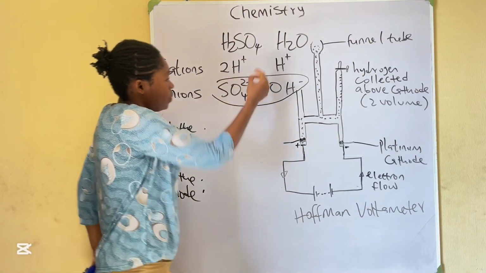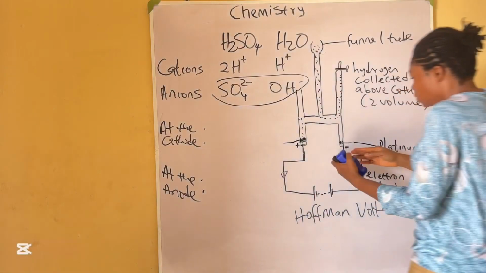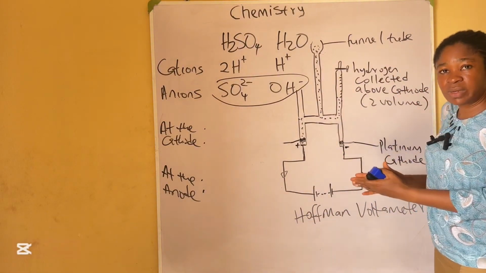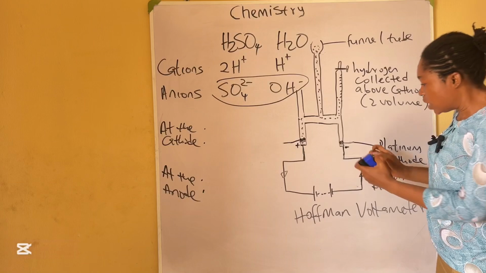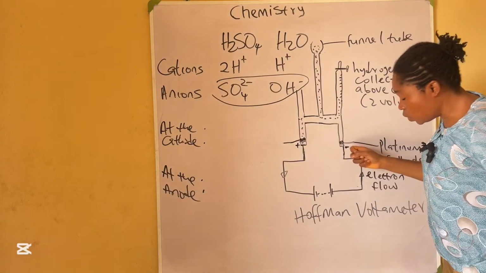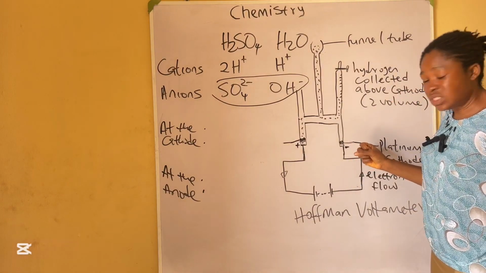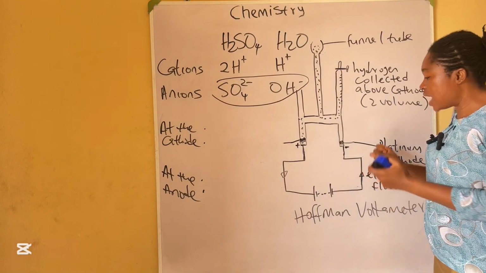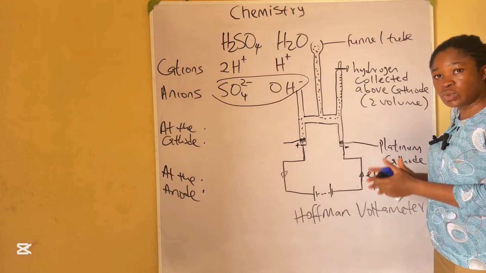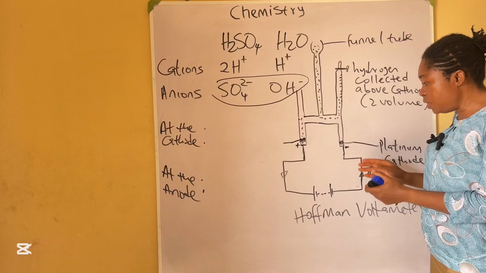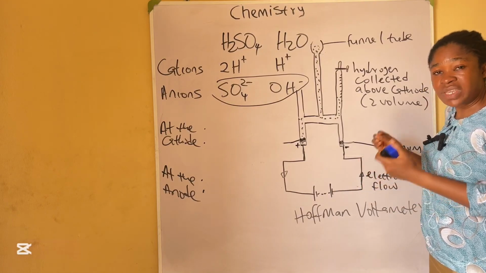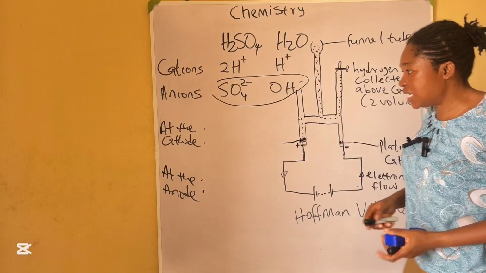So at the cathode, what happens? The hydrogen ion will migrate to the cathode, the negative electrode. Remember, reduction takes place at the cathode. So they're going to accept electron at the cathode and become discharged as neutral hydrogen atom. So neutral hydrogen atoms will pair up to form the molecule of gaseous hydrogen.